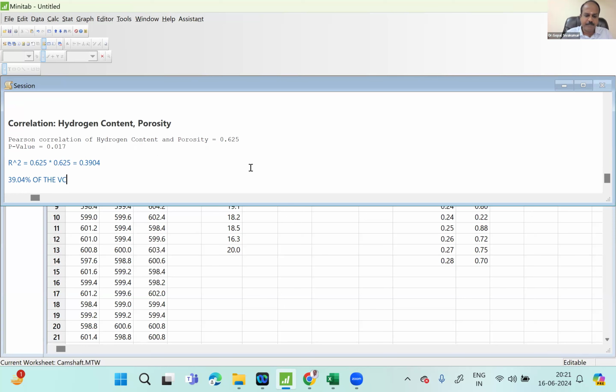Now, what is the statement you need to make? 39.04% of the variations in the porosity can be explained by the variations in the hydrogen content. So what do you understand out of this statement? There are some other factors. Perfect. How much influence does your hydrogen content have? Only 39%. According to the data, please note, all these statements are valid only under the conditions of your experiment.